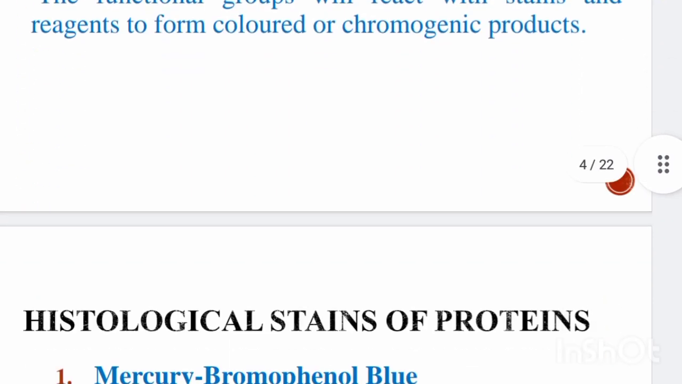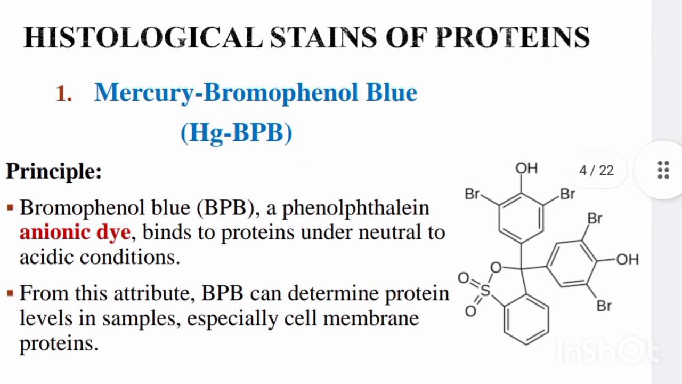Okay, so let's start with the histological stain of proteins. First we will do the principle, then we will see the preparation, and last we will see the staining procedures and result. The principle of Bromophenol blue is that it is an anionic dye, a phenol phthalein anionic dye. We can see the structure of mercury Bromophenol blue. This Bromophenol blue binds with the protein under neutral or acidic conditions. In this way we can determine the proteins in a sample, especially the cell membrane proteins.